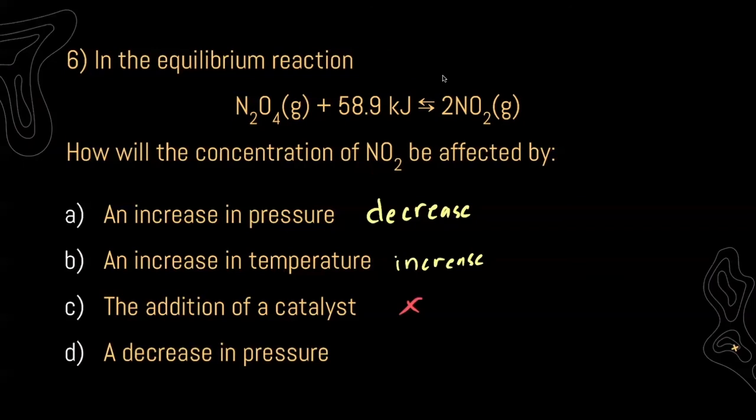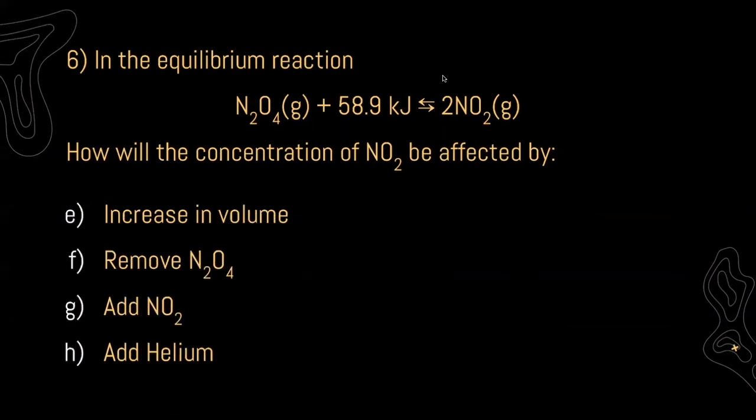If we decrease our pressure, we are lowering the number of collisions, so our NO2 will not be used up as readily, so our concentration will increase. If we increase our volume, we are allowing for more NO2 to be made, so our concentration will increase.